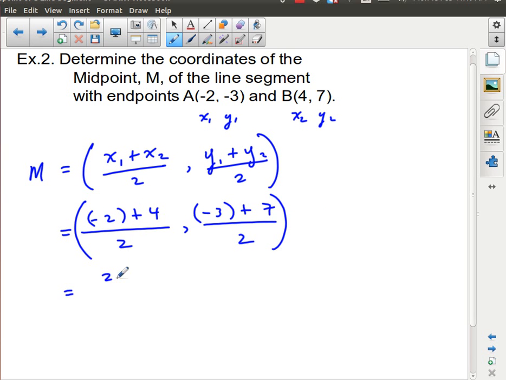-2 plus 4 is 2, divided by 2. -3 plus 7 is 4, divided by 2. And that is equal to the point 1 comma 2. And that's it. You're done now. That's as far as you need to go. You don't need a therefore statement here because there's nothing else you've answered. This is your answer. This is the point.